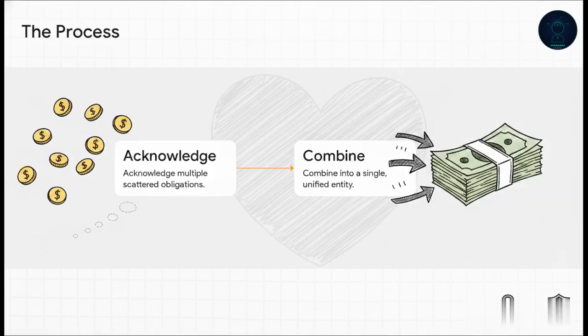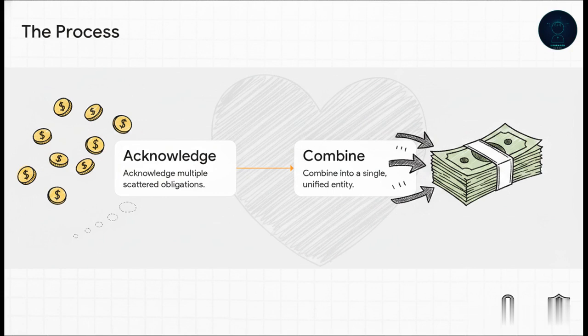Even without pages of extensive data, the handbook's title alone outlines a really clear process, the consolidation process. 1. Acknowledge multiple obligations. 2. Combine into a single entity. We can deduce this just from the language. Step 1 is kind of implicit, right? You must first acknowledge that you actually have multiple scattered obligations. You can't combine what you haven't identified.